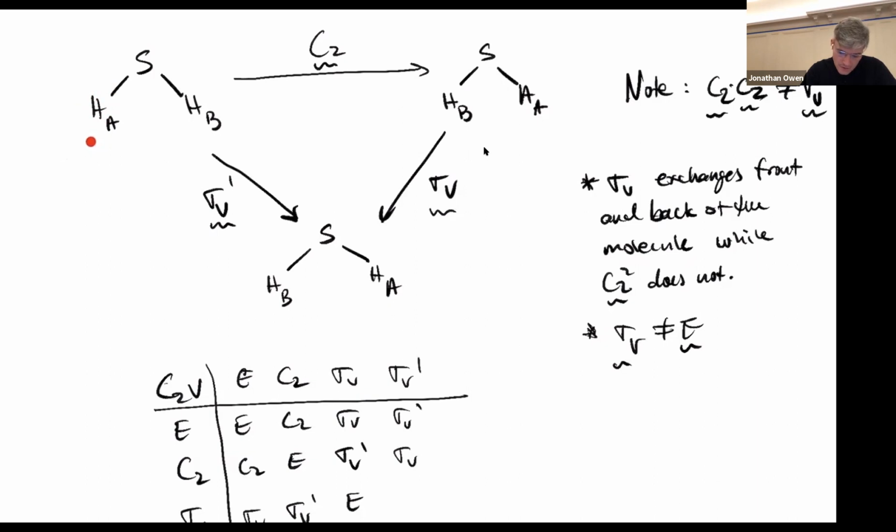And now if we do a C2 and we send the point in front of it over to the other side, it's now going to be behind it. So the point behind it became the point behind it on the other side. That's the same thing as reflecting about sigma V prime.